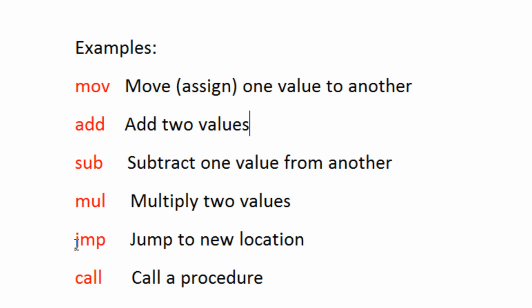Here we have the instruction jump, J-M-P, which jumps to a new location. Here we have the instruction call, which calls a new procedure.